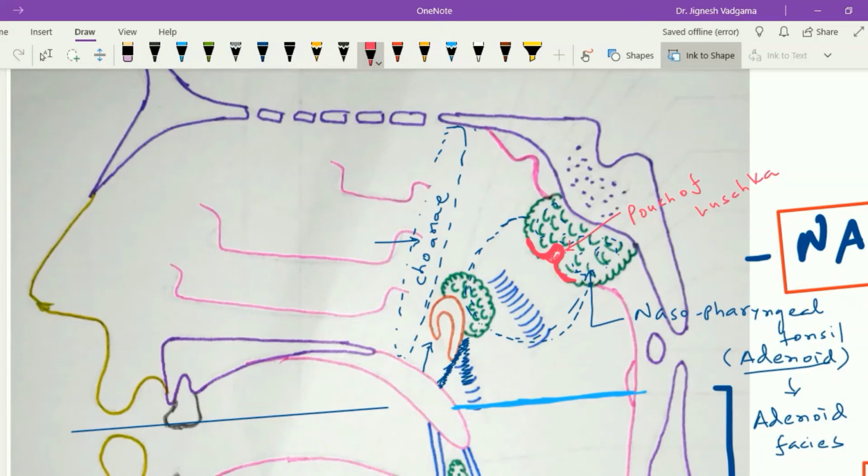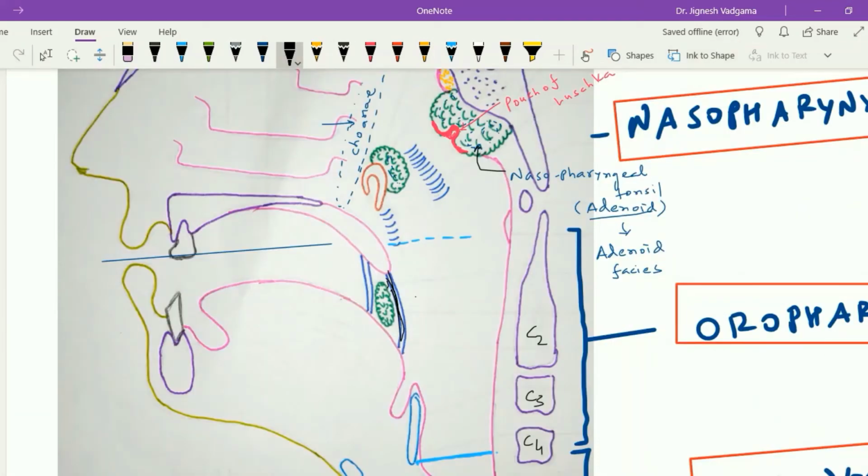One more feature is there within the roof. Sometimes within the roof and the posterior wall of the nasopharynx, some glandular tissues are present, and this glandular tissue is structurally related with the hypophysis cerebri present within the hypophyseal fossa. This glandular tissue is actually the remnant of Rathke's pouch from the roof of the stomodeum, and when this type of glandular tissue is present within the nasopharynx, it is called the pharyngeal hypophysis.